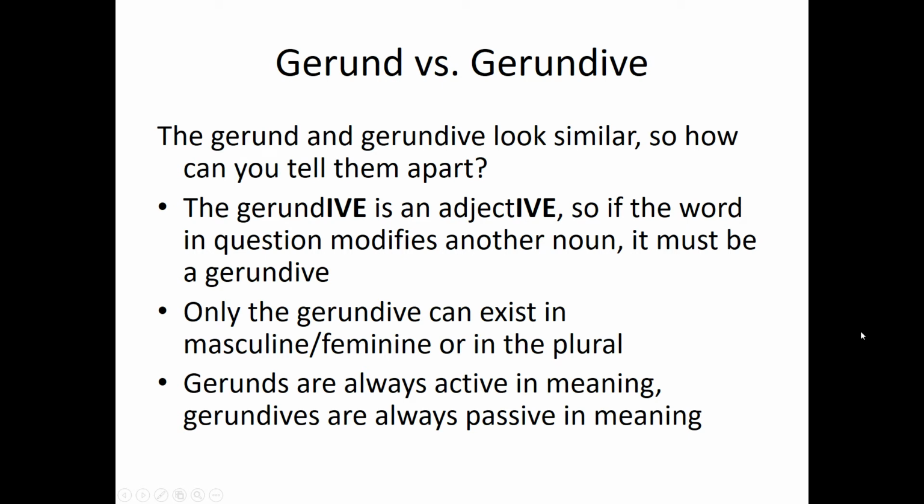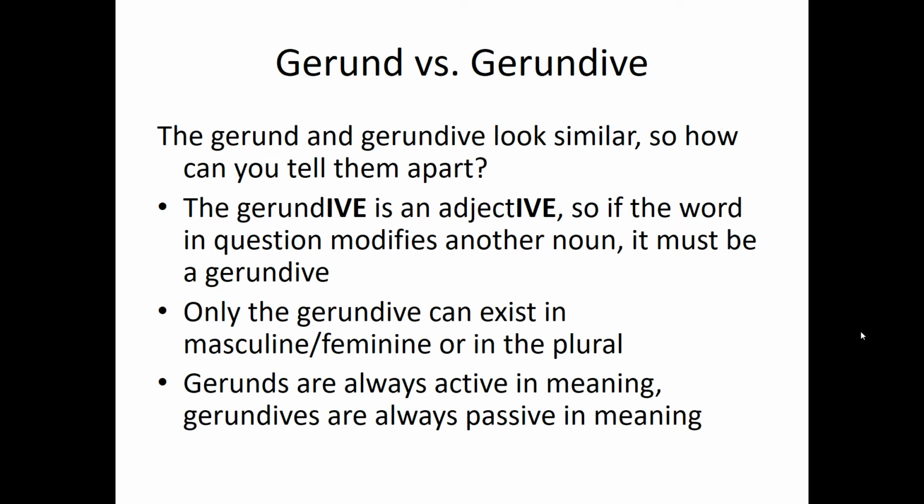Now, one of the big questions that is asked for the AP class is: is this word that you're looking at a gerund or a gerundive? And the reason is because they look very similar, right? In terms of formation, they both use the same construction: present stem plus -ndus -a -um, or -ndum, -ndi, -ndo, neuter endings.